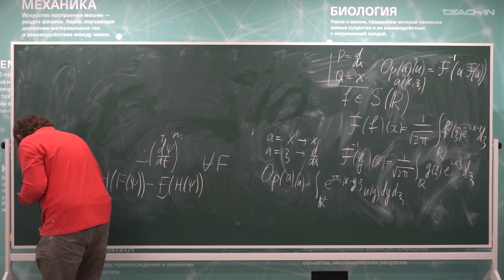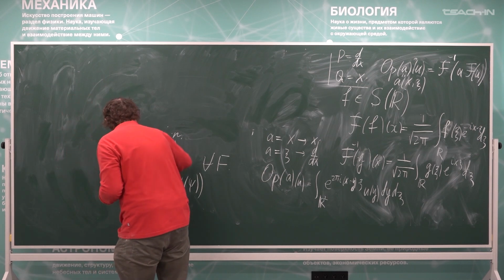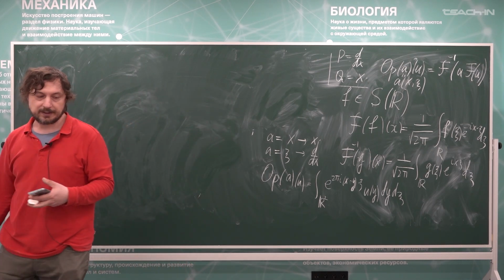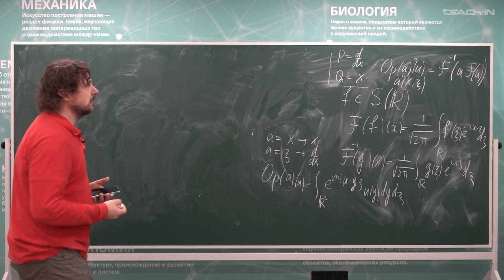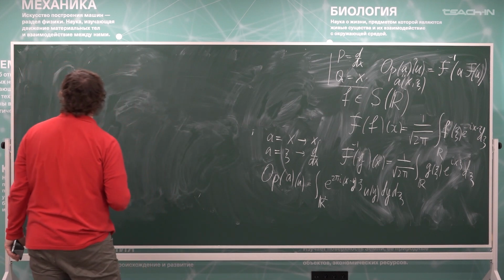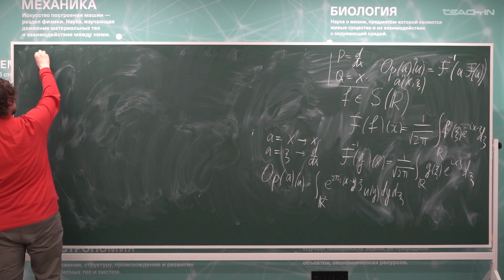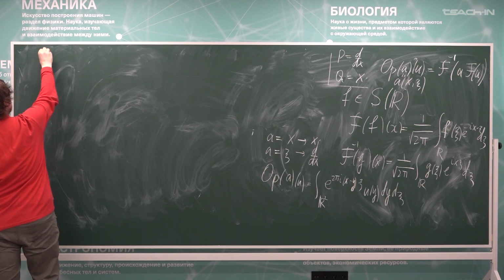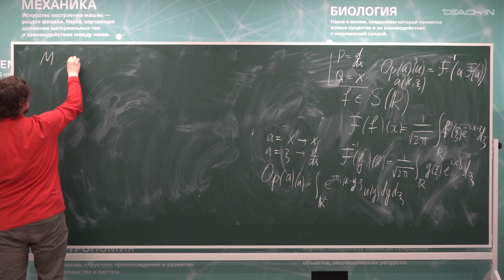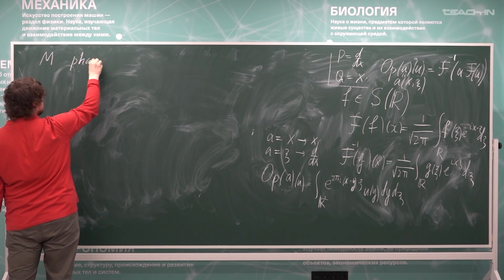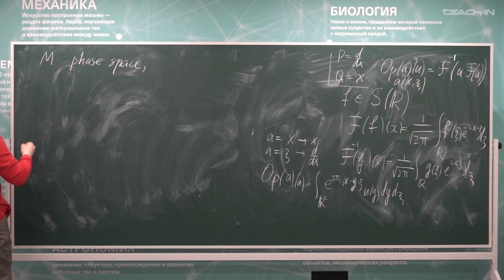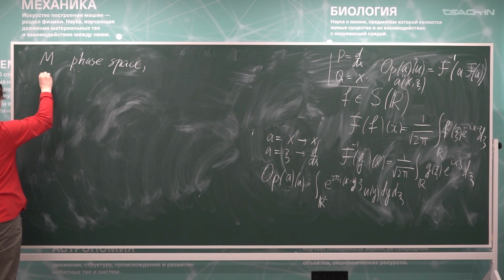I observed that even though this formula is nice and simple, as any formula involving the Fourier transform can be, it has one important drawback, and it is like this. Let us return to the origins, to the beginning. We have the phase space M of our Hamiltonian system, and we have functions, observable functions, on it.